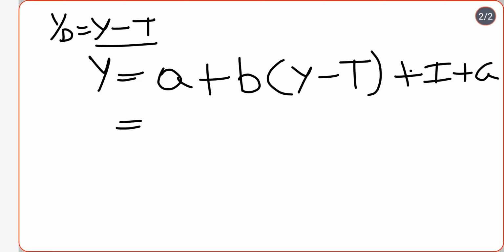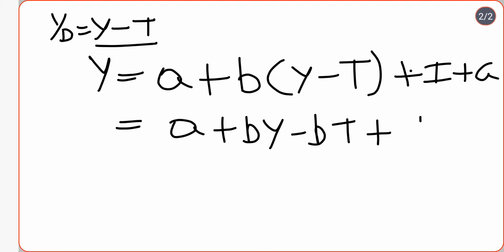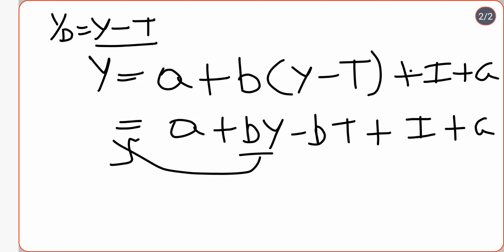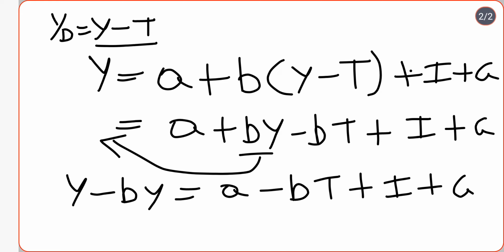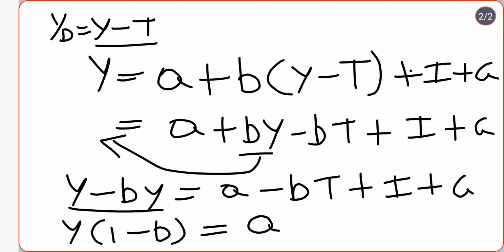If we multiply B with Y and T, then what will be obtained? We will obtain A plus BY minus BT plus investment and government spending. Taking this BY to the left hand side, we will get Y minus BY equals A minus BT plus I plus G. Taking Y common out of these two terms, you will get Y into 1 minus B equals A minus BT plus I plus G.